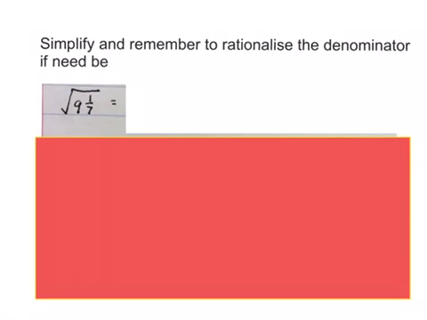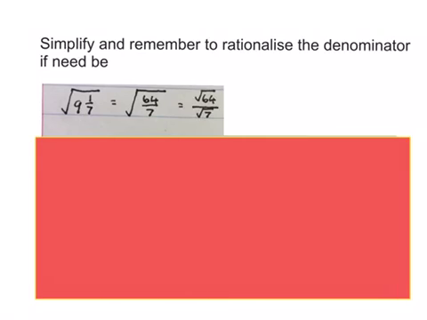Now for the last two, remember, we simplify and remember to rationalize the denominator if need be. We first rewrite this as an improper fraction. 9 times 7 is 63, plus 1 is 64 over 7. In this case, I break them up into two separate surds. The square root of 64 is 8, and the square root of 7 is stuck.